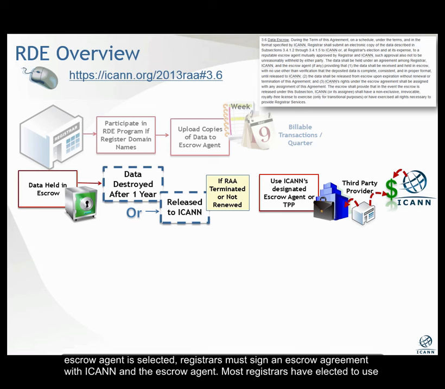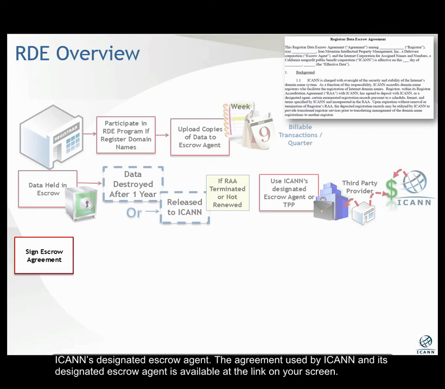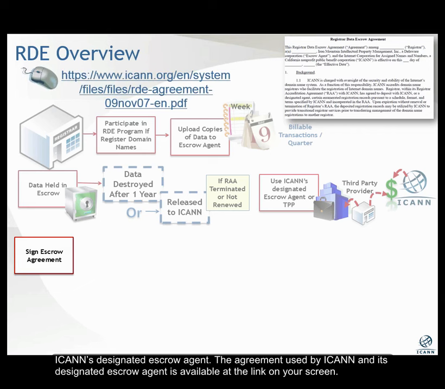After an escrow agent is selected, registrars must sign an escrow agreement with ICANN and the escrow agent. Most registrars have elected to use ICANN's designated escrow agent. The agreement used by ICANN and its designated escrow agent is available at the link on your screen.